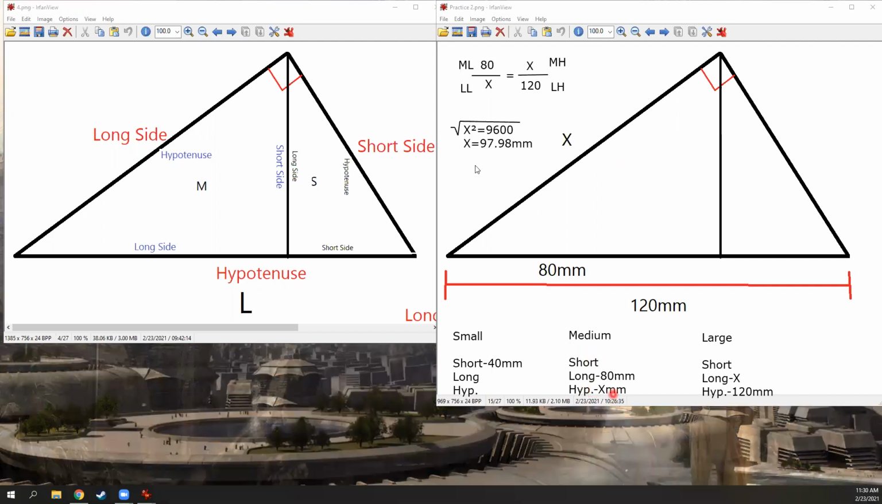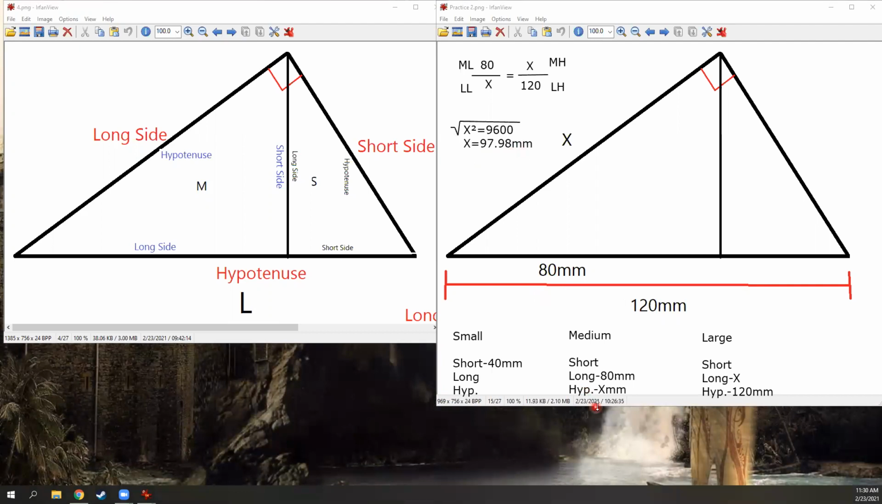So the hypotenuse, 97.98. That is larger than 80, so that makes sense, right? 97.98 is not larger than 120. Fits right there. Looks good. Everything matches. Everything's good. Okay, let's keep going.